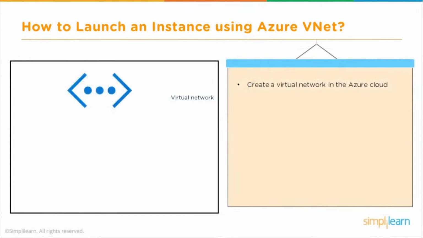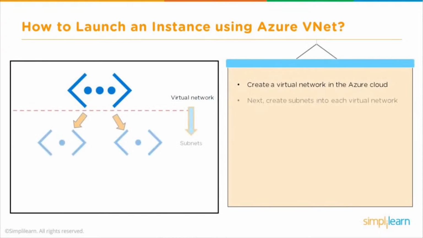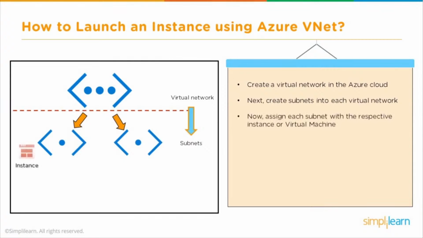Now, with respect to the virtual network, you have to create a virtual network in the Azure cloud. Then you have to create subnets in each virtual network, which is a subset of a virtual network. So you can create one as a public subnet and the other as a private subnet, for example. Now you have to assign instances. When you create an instance, you have to specify for which virtual network you are creating it. Within that virtual network, you select on which particular subnet the instance should be created.